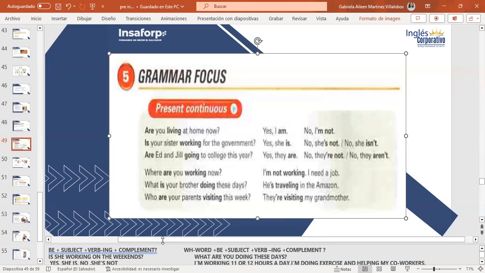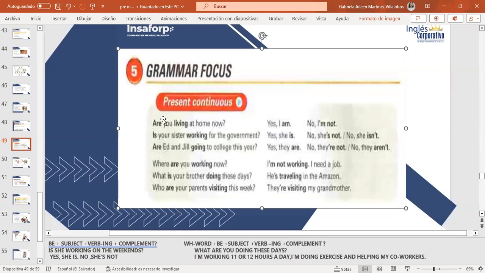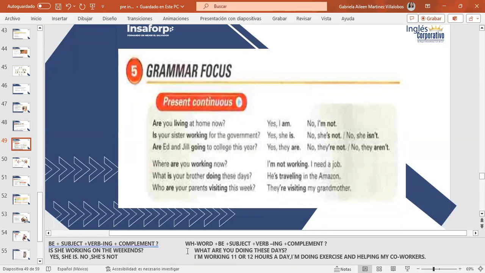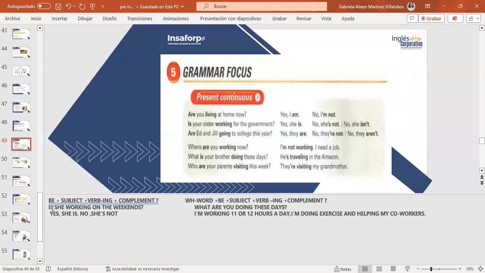Let's take a look around here, okay? Look, this is the grammar pattern of the yes-no question. The first three questions are yes-no questions in present continuous. So this is the grammar pattern: be plus subject plus verb ing plus complement and the question mark. Example, is she working on the weekends? Yes, she is, or no, she's not. Let's check. Verb be, subject, verb ing, and the complement.